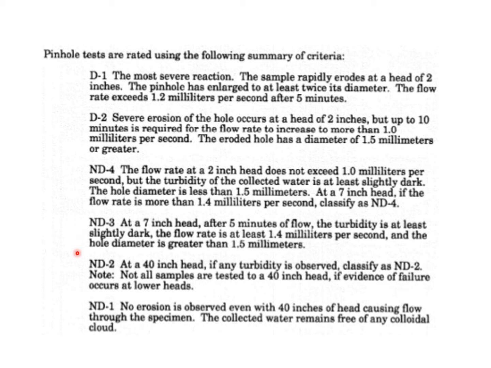And then ND2, at a 40 inches head, if any turbidity is observed, classify as ND2. Note, not all samples are tested to a 40-inch head if evidence of failure occurs at lower heads. ND1, no erosion is observed even with 40 inches of head causing flow through the specimen.